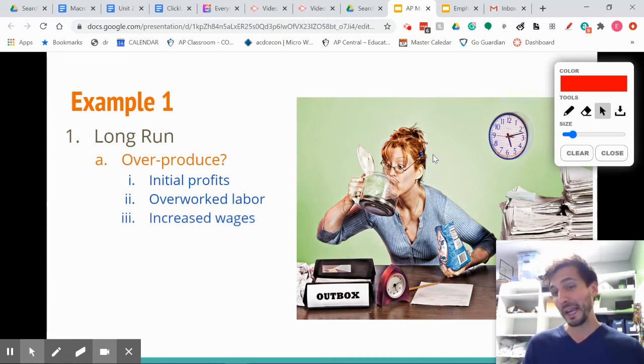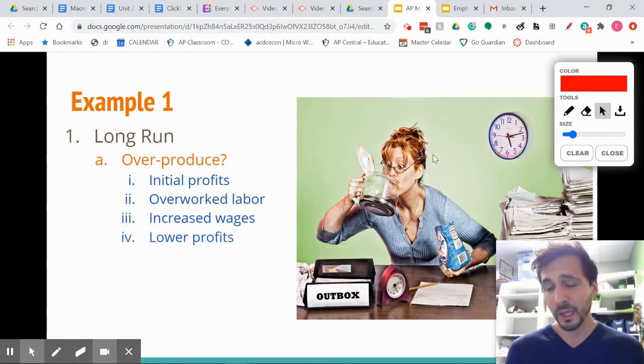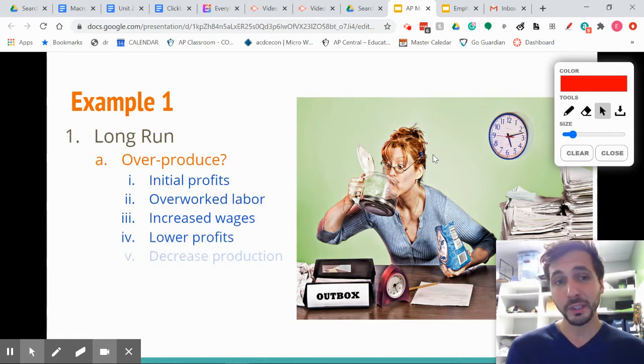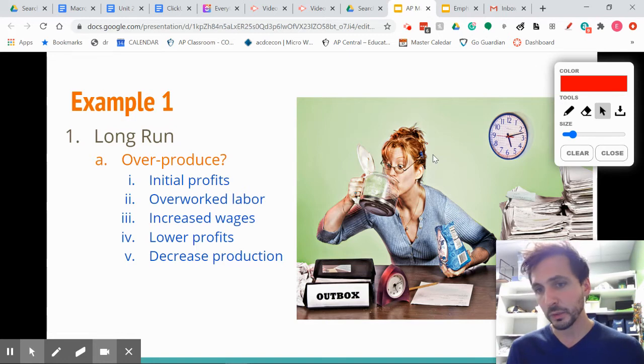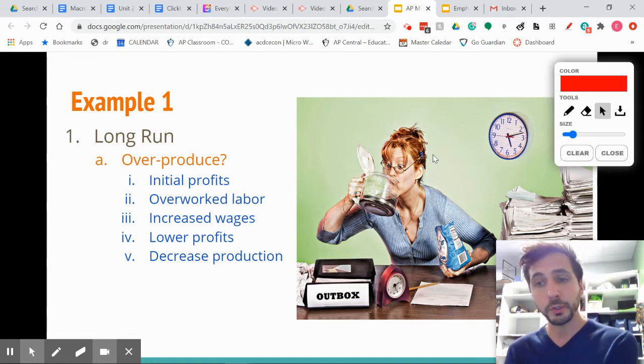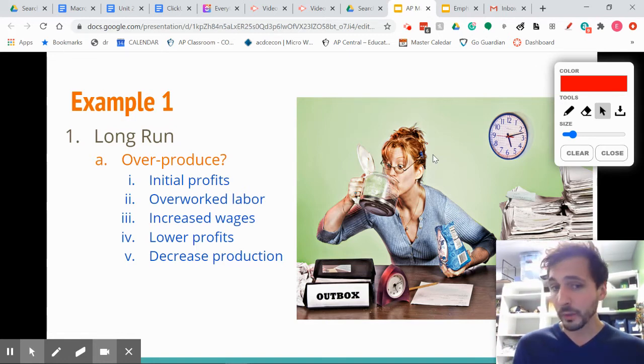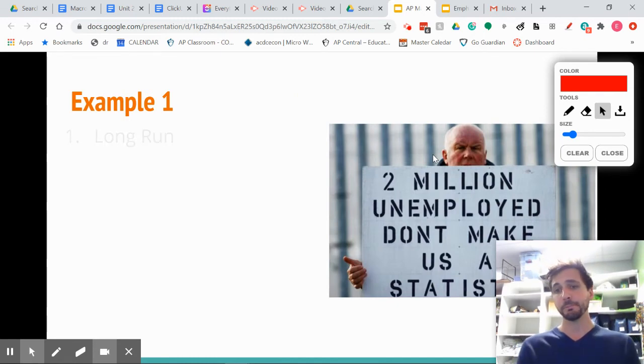When you overwork your labor and prices are rising, your workers are going to ask for increased wages. When wages go up, your profitability goes down. When profitability goes down, you decrease production back to where you're supposed to be. So is it possible to temporarily overproduce? Yes. But in the long run, we'll end up back where we're supposed to be.